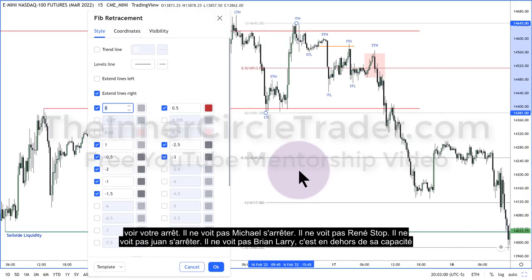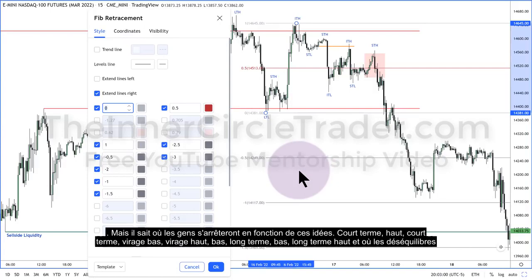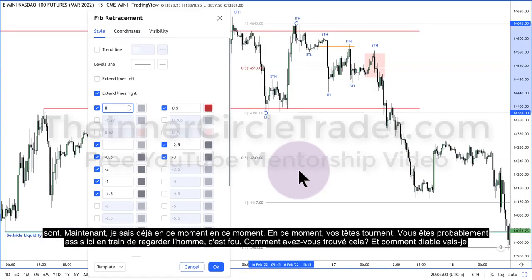It cannot see your stop. It doesn't see Michael's stop. It doesn't see Renee's stop. It doesn't see Juan's stop. It doesn't see Brian, Larry. That's outside of its capability. But it knows where people will have their stops based on these ideas. Short-term high, short-term low. Intermediate-term high, intermediate-term low. Long-term low, long-term high. And where the imbalances are.